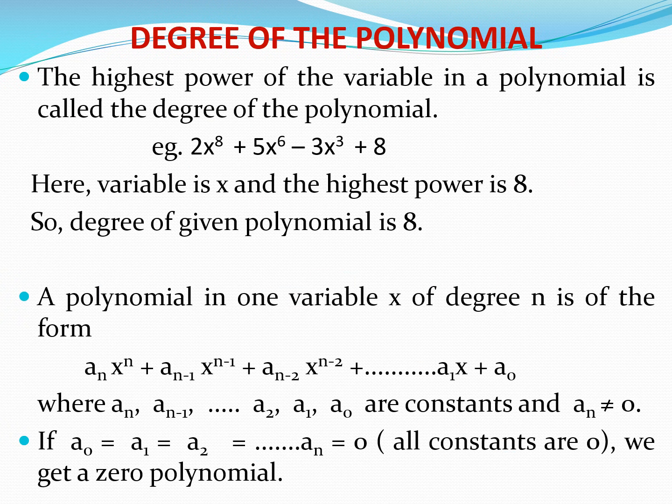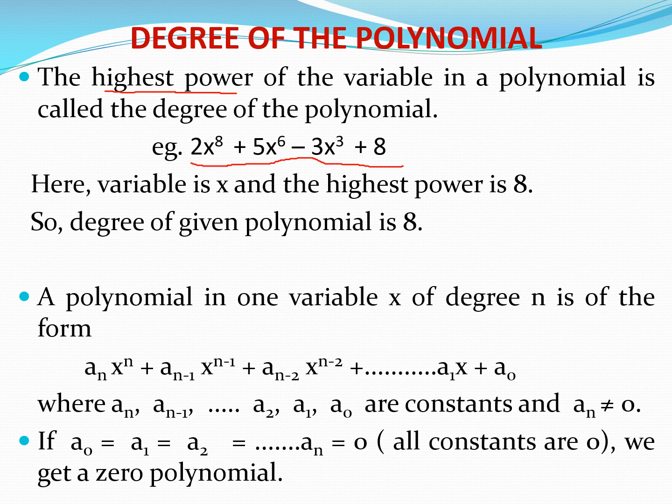Now our next topic is degree of the polynomial. It is written, the highest power of the variable in a polynomial is called the degree of the polynomial. Now, highest power, this term is very important. Now we know this is a polynomial. In this polynomial, variable is x and all the powers are positive, that means whole numbers. That means this algebraic expression is a polynomial.